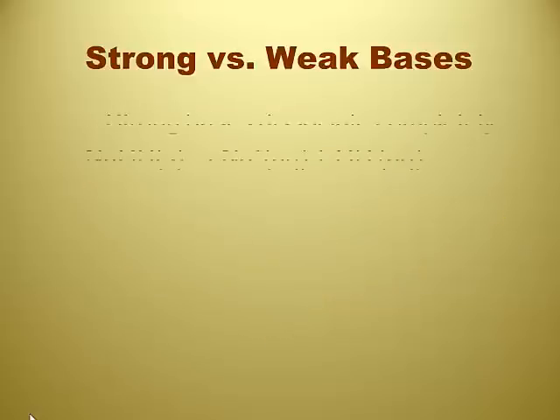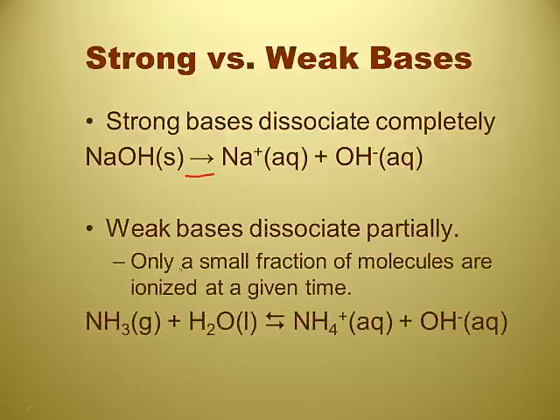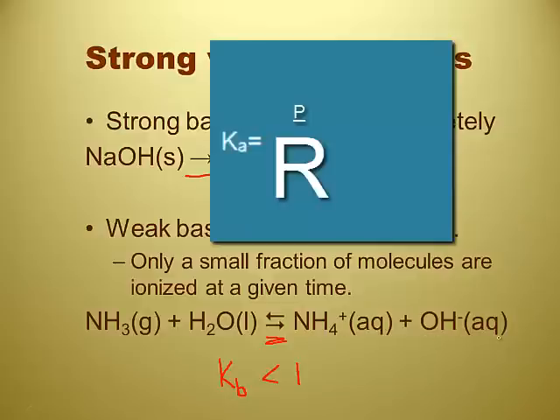Strong bases, like strong acids, dissociate completely. So this is a completion reaction when they dissolve in water. And weak bases dissociate only partially, so it's an equilibrium reaction. Again, only a small fraction of them ionize, so this would be a Kb. And it's going to be less than 1 also, because I'm not going to get a lot of ions. You'll notice that each one of those has the hydroxide in it, which is the base ion. There's a hydroxide on both of the product sides. And that's what the base is.